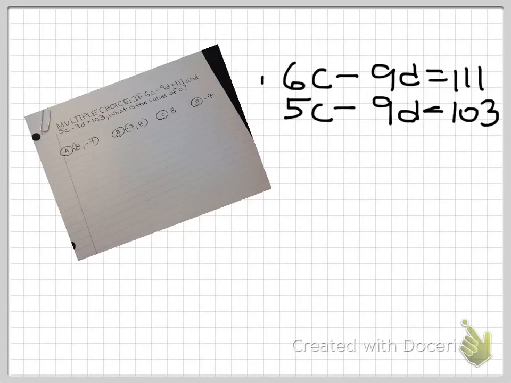It's the same sign, so we're going to subtract. So that cancels out the 9d's, and we are left with 6c minus 5c, which is 1c, or just c. And then 111 minus 103, which is 8. Now, since it only asked us to solve for c, we only need to look for 8 as our answer. And that would be letter C.